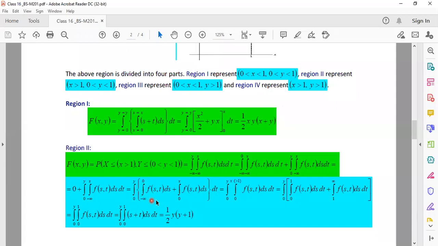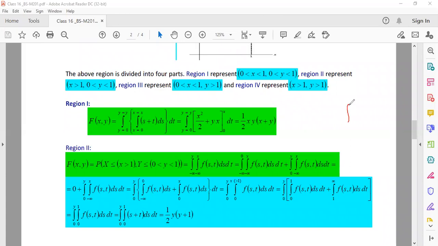Now, again, this integral will vanish because in this particular range the function is zero. So we are left with only one integral, which is 0 to y and 0 to x of f(s,t) ds dt. But here, you have to keep in mind that x is taking a value greater than 1, since we are actually dealing with region 2. Therefore, we have to manipulate the thing a little bit further.